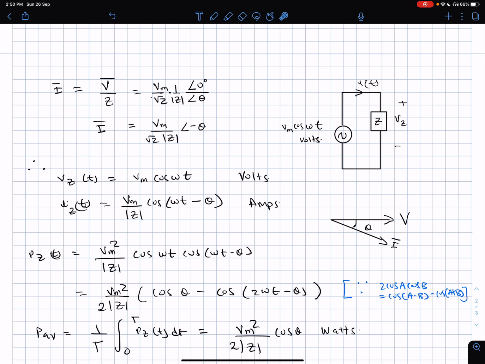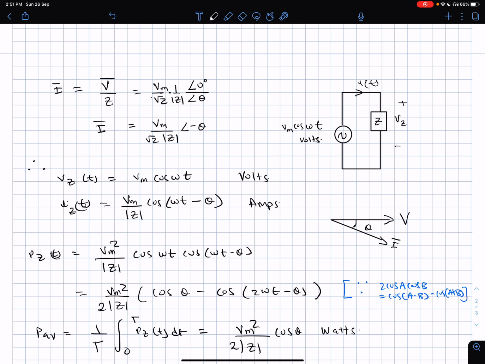Now the current which is going to flow through this, the instantaneous current is i of t, but we will first write the phasor value and then convert it into the time domain. What is my description of the voltage signal? It is Vm by root 2 at an angle 0, because the RMS value is peak by root 2. And Z, the complex impedance, in polar form is written as modulus Z times angle theta.